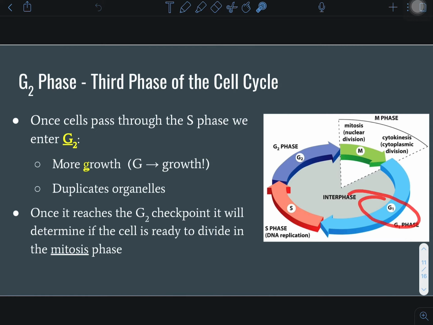So we go G1, growth; S, DNA replicates. Now we're in G2, which is the last phase prior to mitosis. We get more growth. Again, G stands for growth, so we get more growth, and we duplicate organelles. Sometimes we could say it prepares for mitosis. So G2 is growth and replication of organelles. The DNA has been copied, and the cell prepares for mitosis by growing and replicating organelles. That's what's going on. Then we get into mitosis.